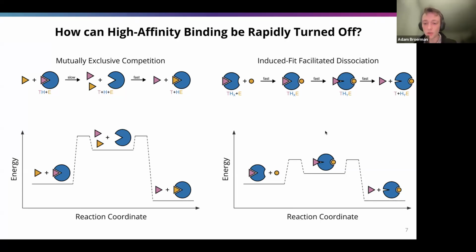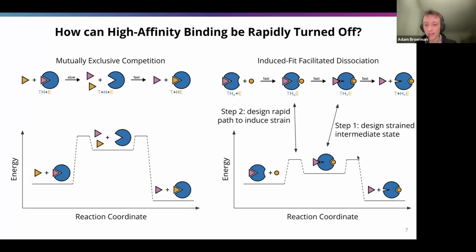And so to actually design this, we first wanted to design this strained ternary complex, where binding of the target and effector are allosterically coupled. And second, we needed to design a rapid pathway for the effector to bind and access this strained state.